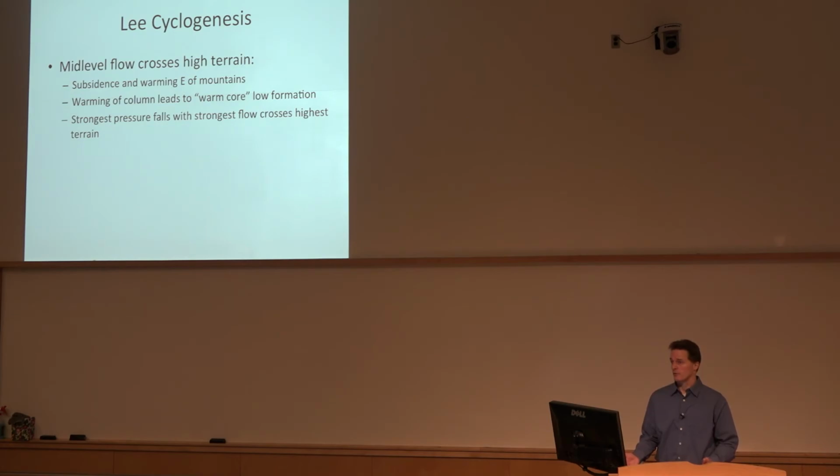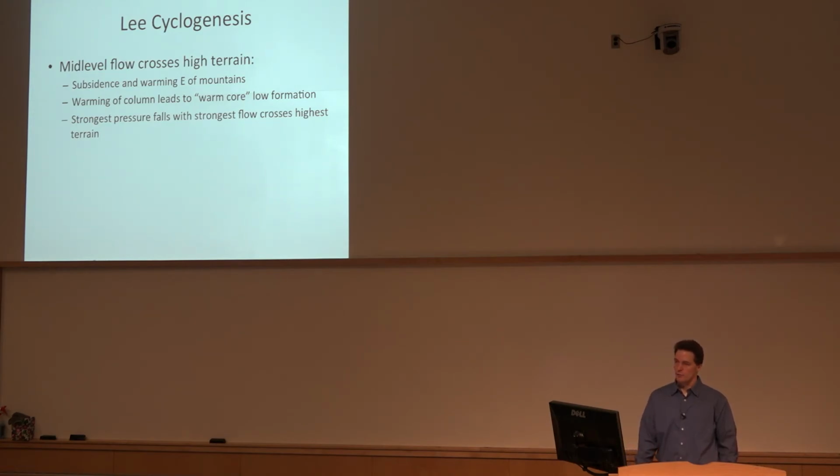Okay, so lee cyclogenesis, when we talk about this, we're primarily interested in what's the direction and orientation of the flow in the mid-troposphere. Typically, the Rocky Mountains or the Appalachians, these are north-south oriented mountain chains, so we're looking for the component of the westerly flow across it. They are coming down the east slopes of the mountains.